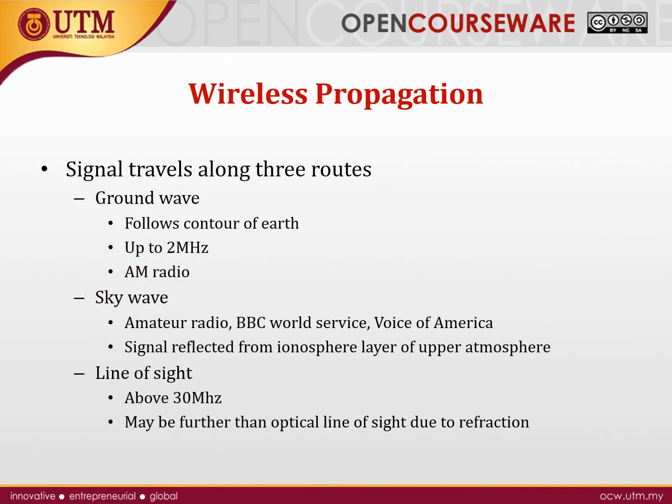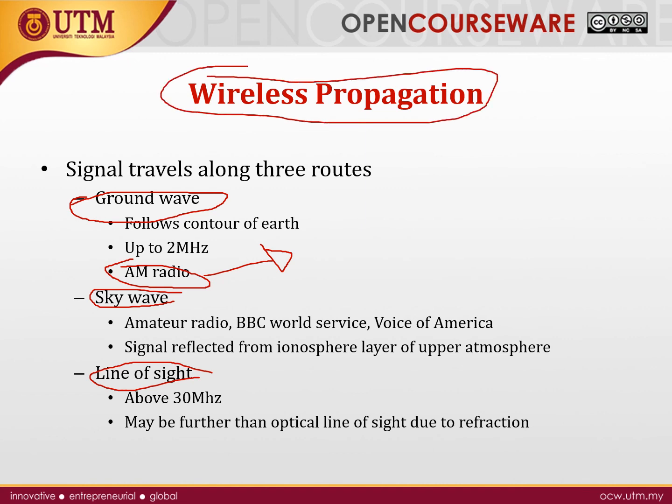Then we have wireless propagation, which has three routes: the ground wave, the sky wave, and the line of sight. Ground wave follows the contour of the Earth up to 2 megahertz, and it is used by AM radio. So guys, make sure to differentiate between the AM radio type of wireless propagation and the FM radio type. This could be an easy question in the exam. And then we have the sky wave, and then the line of sight.